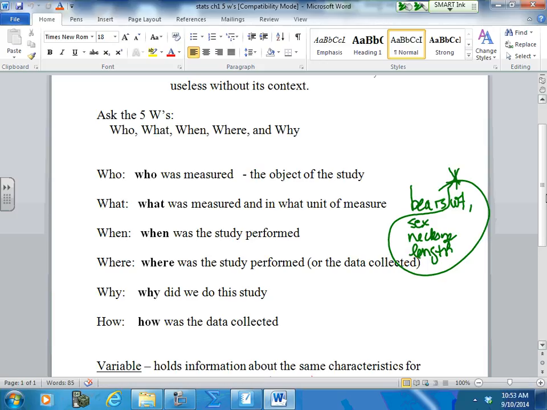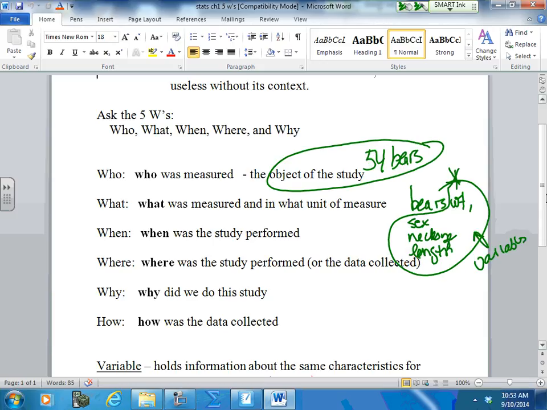Of what? All bears? 54 bears. These are the objects of my study. I'm looking at 54 bears, and I want to measure the what's, the variables. These are my variables. They're going to vary from bear to bear, right? And I'm going to keep track of them. I'm just counting these things. I'm keeping track of all the bears in the woods, well, that I could find, 54 bears.